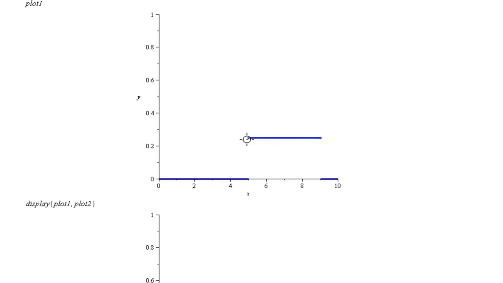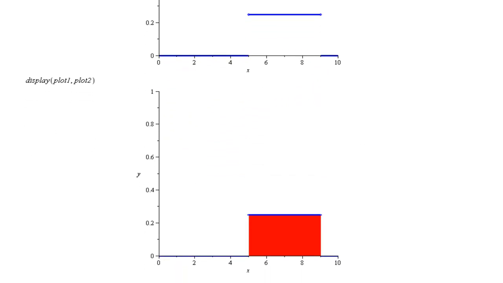And then why did I choose 0.25 for that same height? Well, I chose 0.25 because to find the probability that x is between 5 and 9, I would integrate the function from 5 to 9, and that's finding the area between the graph and the x-axis from 5 to 9. Well, that's just the area of this rectangle, which has a width of 4 and a height of 1/4. So I set that height to be 1/4, or 0.25, because I wanted this area to be 1.